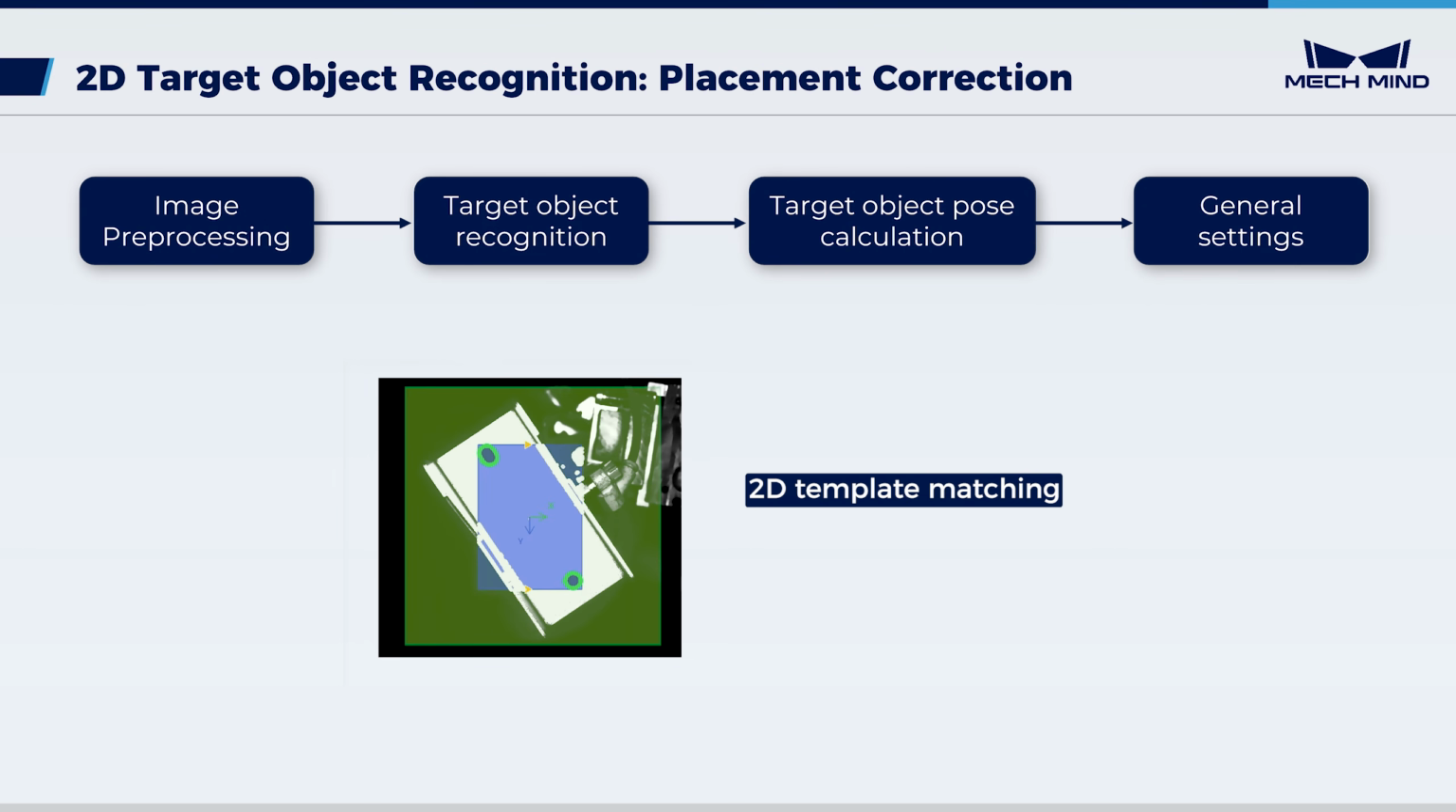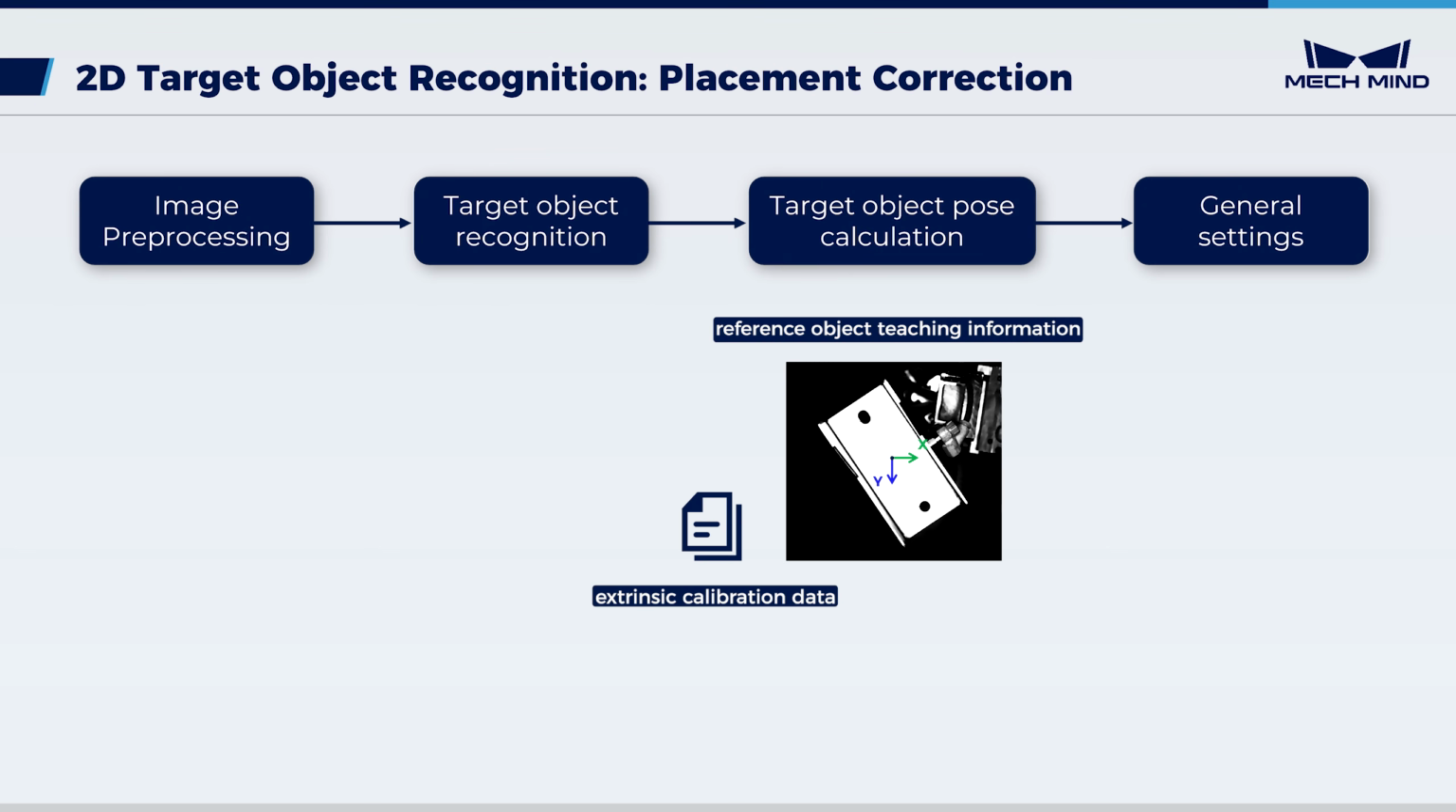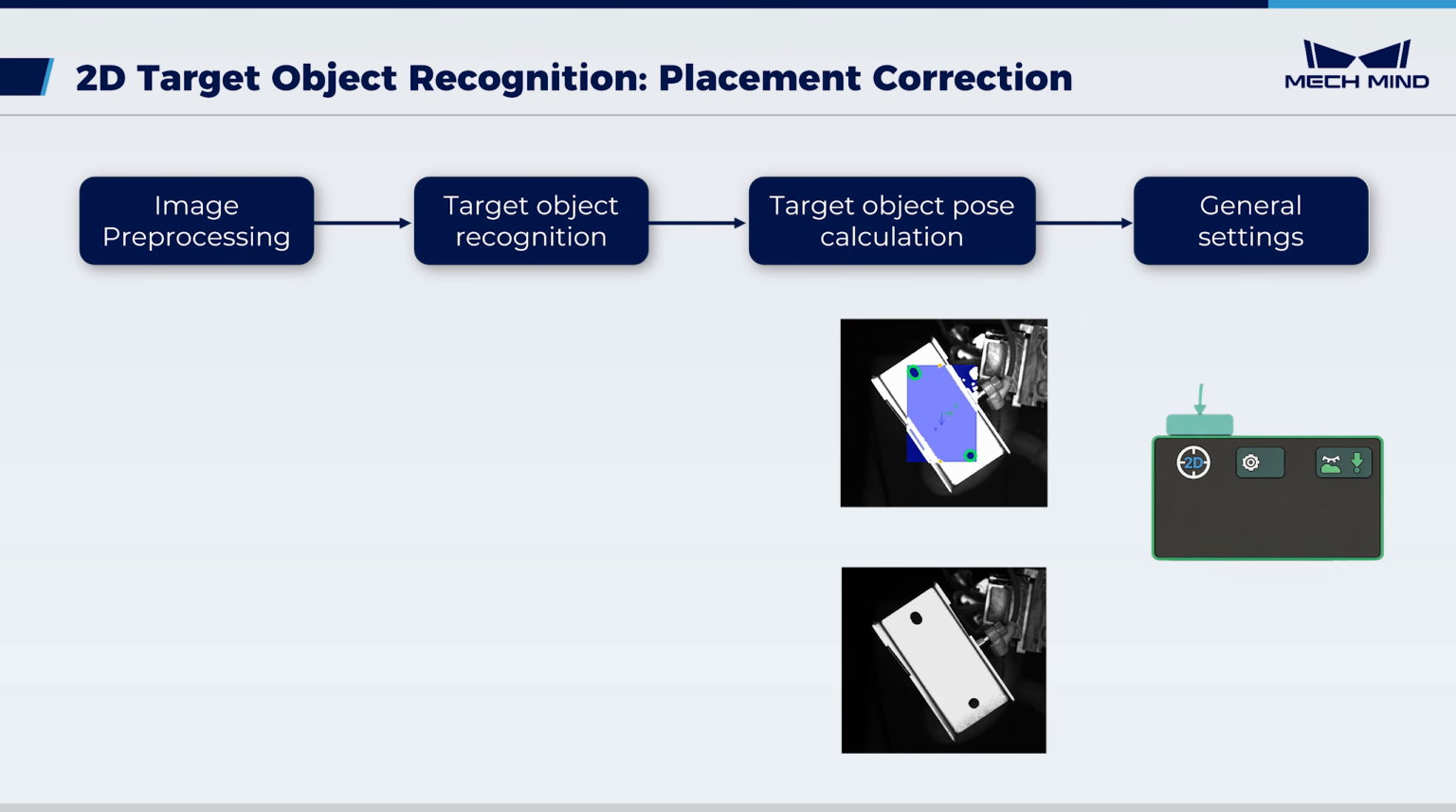target object. After recognition, use the 2D camera's extrinsic calibration data, reference object teaching information, and placement target information to convert the recognized 2D pose into the 3D pose for robot placement. This ensures high-precision placement and assembly. In the general settings, configure pose filtering rules and output ports. These configurations help meet the requirements of subsequent assembly processes.